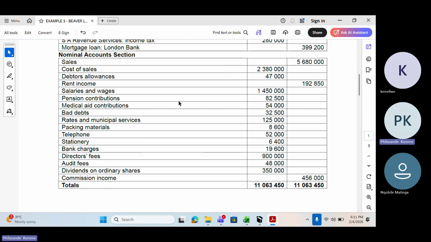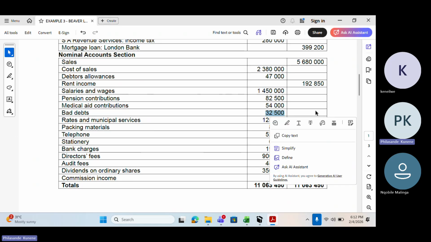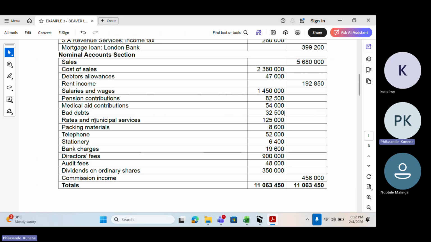Nominal account section. We have sales here, 5,680,000. This one goes to the income statement. Cost of sales, 2,380,000. Debtors allowances, 47,000. Rent income, 192,850. Salaries and wages, 1,450,000. Pension contributions, which means this is a contribution by an employer, 82,500. Medical aid contribution, 54,000 rands. It is a contribution by an employer as well. Bad debts, 32,500. These are the debtors that were unable to pay their accounts and we had to write them off during the current financial year.